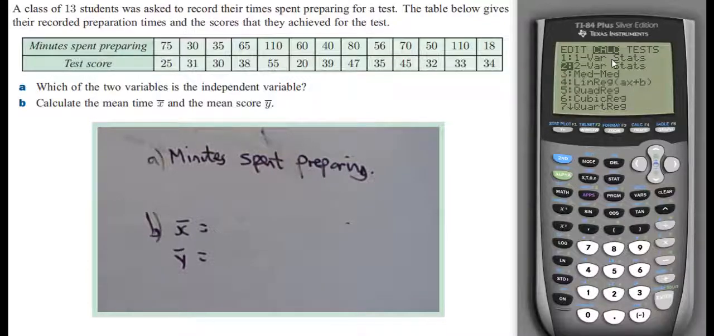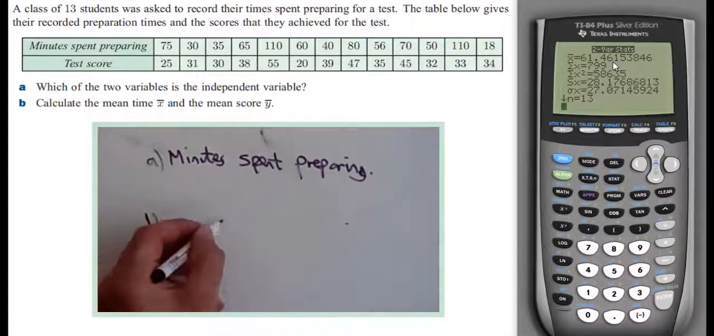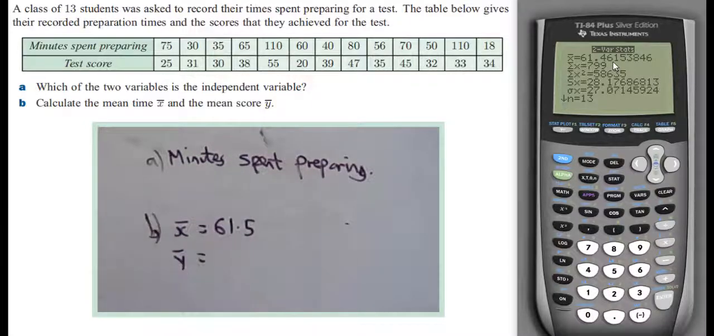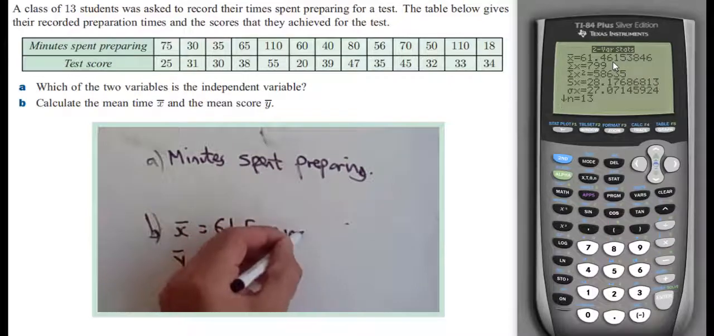So we need to be on two-var stats, the second one, press enter, and the X list is L1, the Y list is L2, and there is no frequency list, so I need to delete that. Then I press enter and enter to calculate. Okay, so now I need mean X and mean Y. You can see the first number, the x with the little bar, is 61.5 to 3 significant figures. And you could put the units, that's 61.5 minutes.